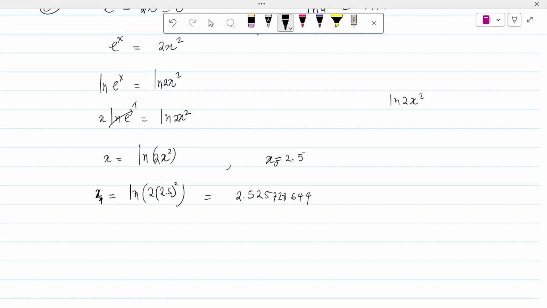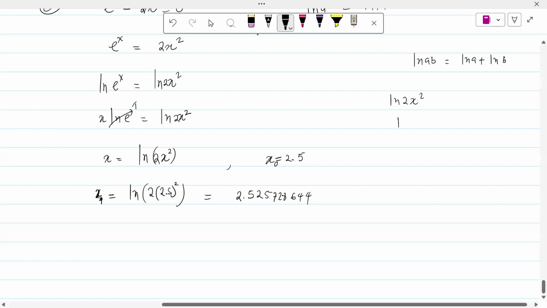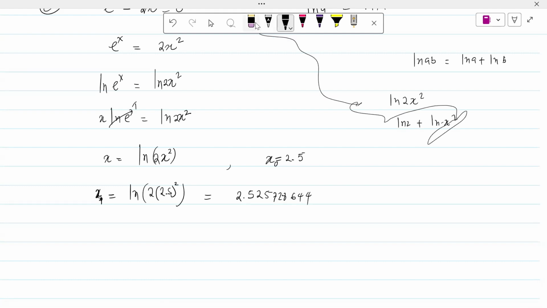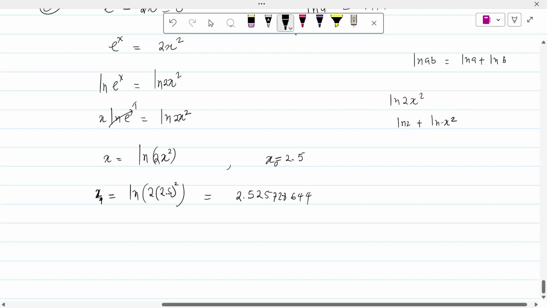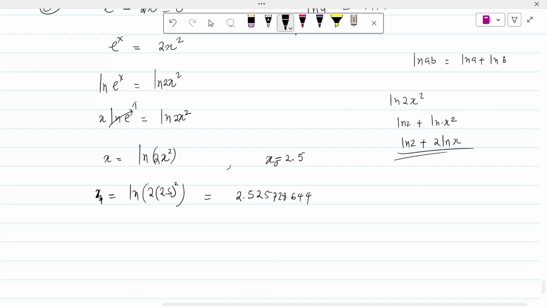If you feel this is cumbersome, the natural log of 2x squared can also be written as a product. Remember that natural log of a times b is natural log of a plus natural log of b. You can also separate those, so that you just have natural log of 2 plus natural log of x squared. You can also drop the 2 from the square, so this is natural log of 2 plus 2 natural log of x, the same thing. Whichever version you want to use.